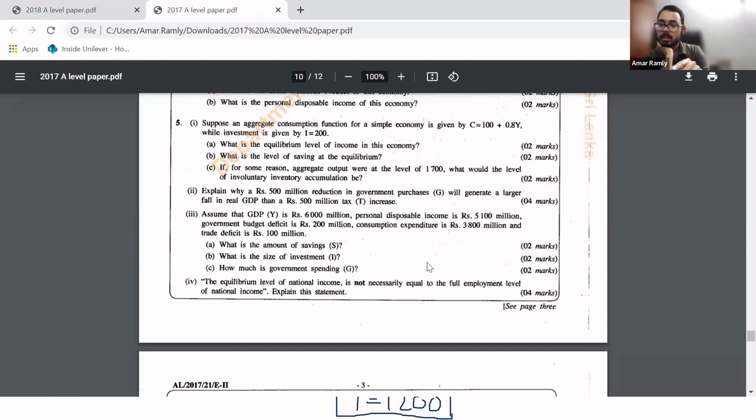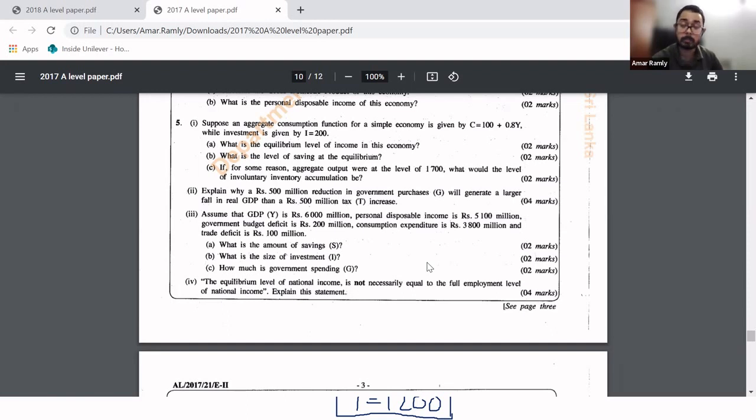Full employment level of national income, guys, is not the same thing. Equilibrium level of national income, guys, does not have to be at the full level of output. As long as those two conditions I told you are satisfied, you're at the equilibrium level. That does not mean you're at the full employment level.